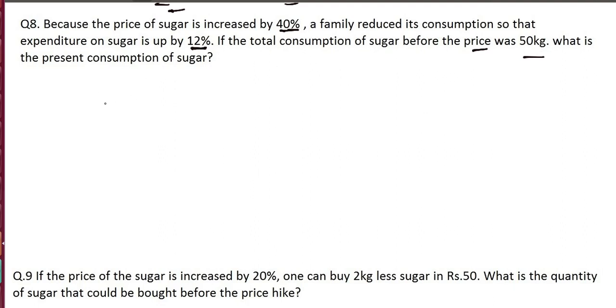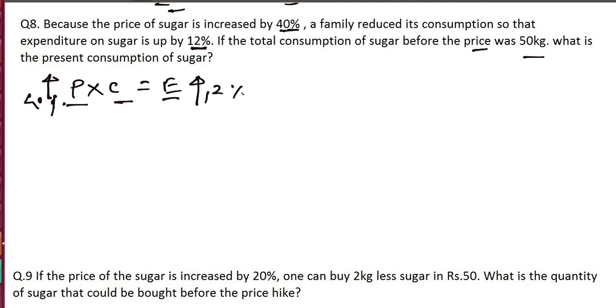So here we can use the successive percentage change formula, P into C is equal to expenditure, price into consumption is equal to expenditure. So the price is increased by 40%, and we are increasing expenditure only by 12%, 12% of the original expenditure. So certainly this consumption will be affected, right?